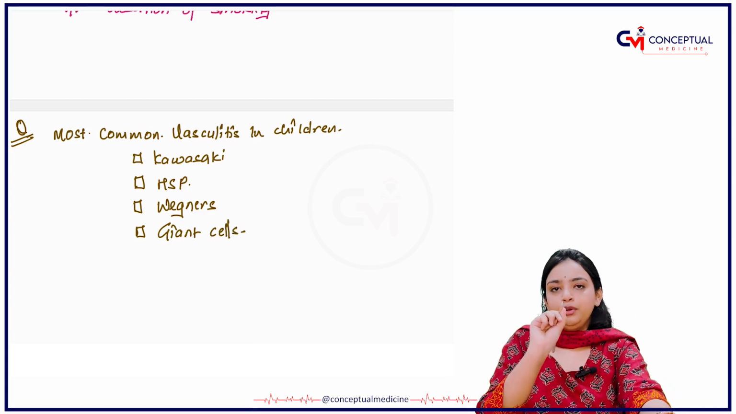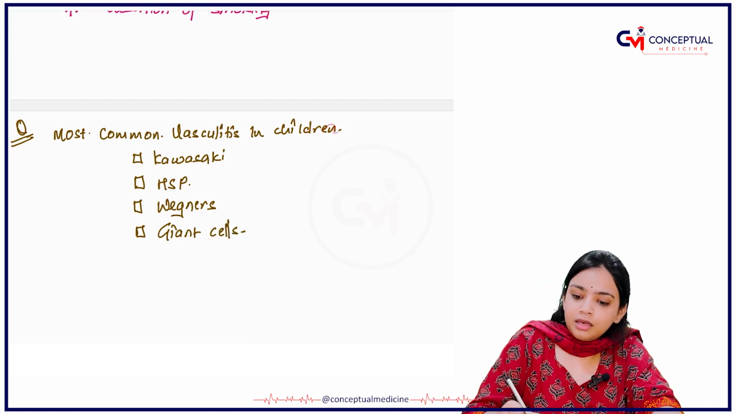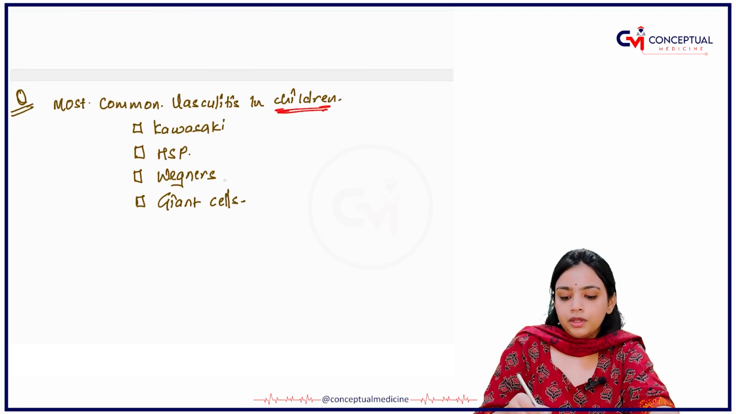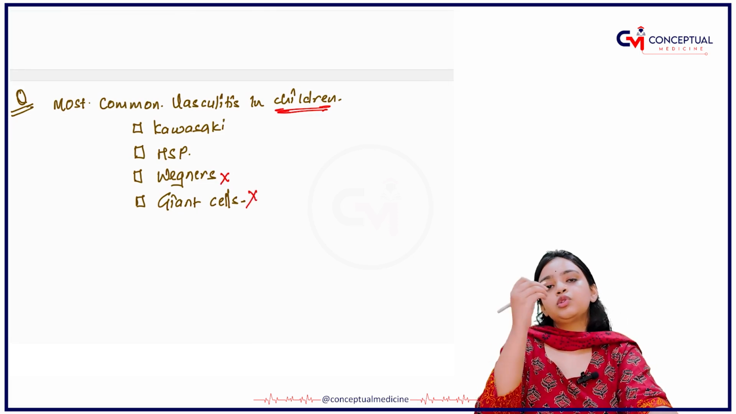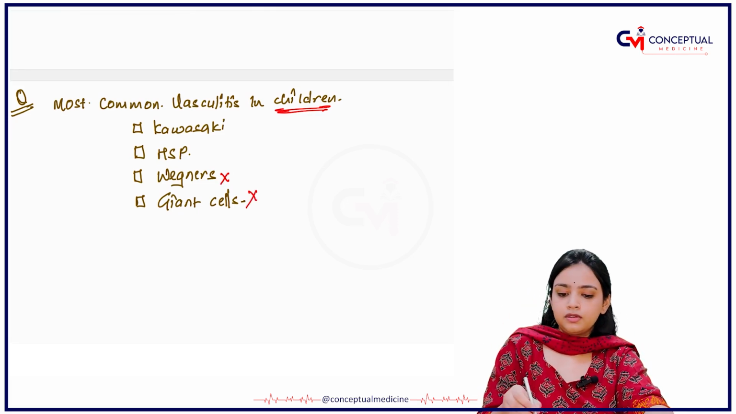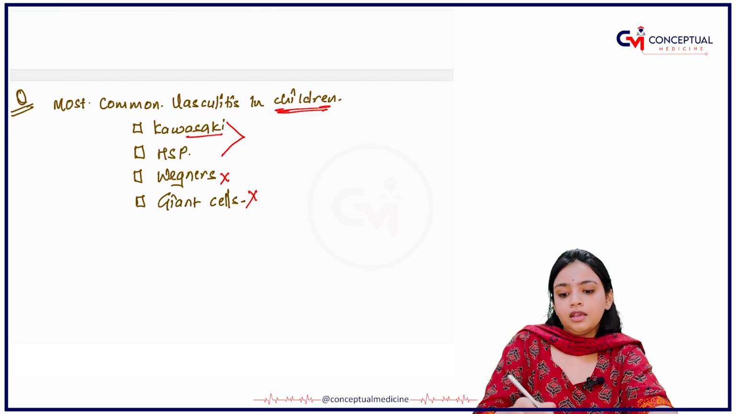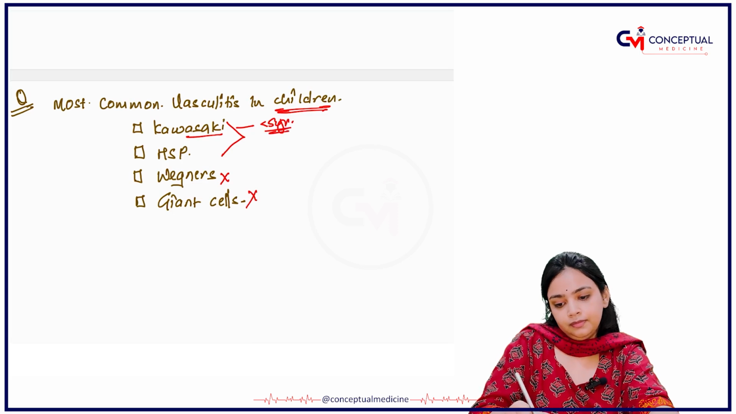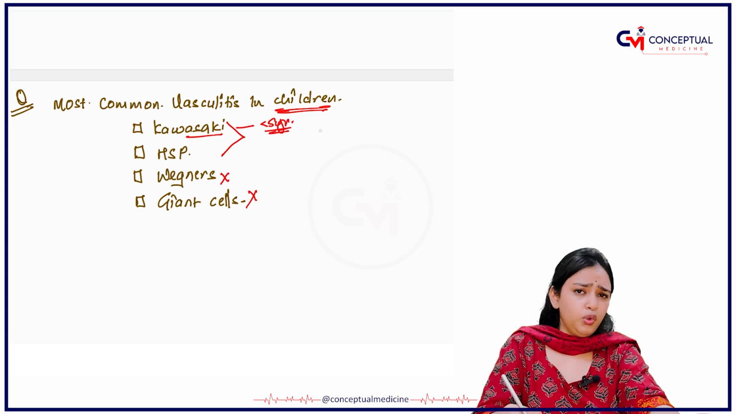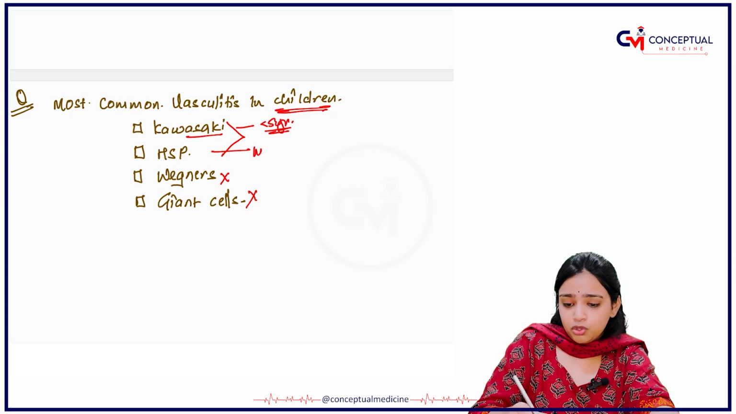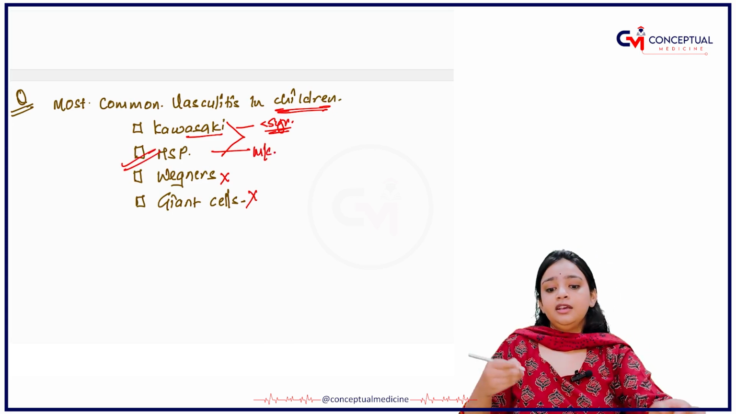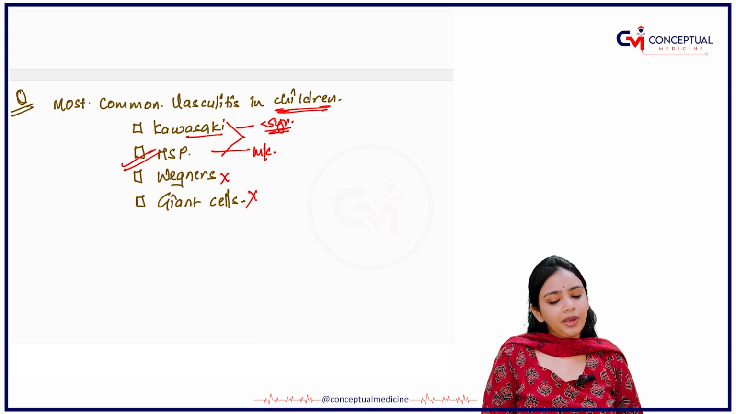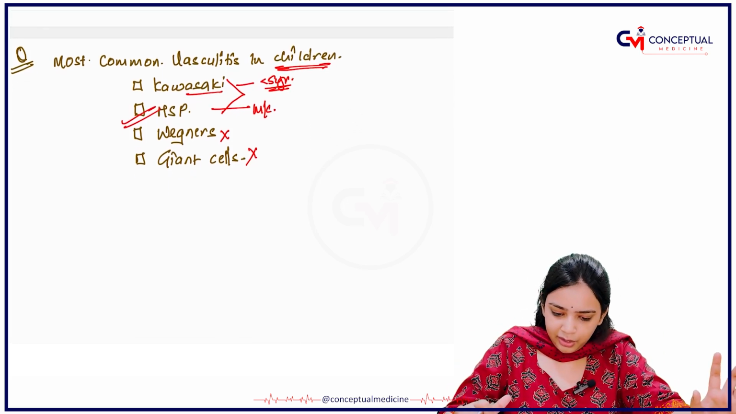So you know how you have to do this question. They are asking most common in children, right? So the very first thing that you have to do is rule out Wegener's, rule out giant cell, because they are not seen in children. You have two options. Kawasaki is seen in children of less than 5 years. Is it the most common? No. I have read that most common is HSP. But the cases of Kawasaki are more as compared to HSP. Okay. So I guess we are good to go.